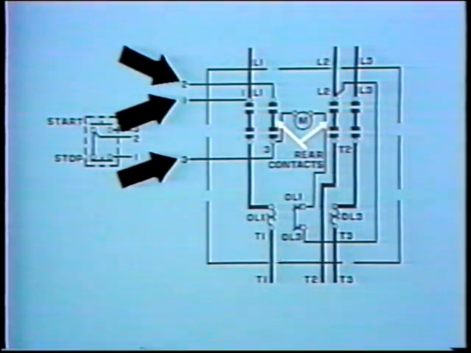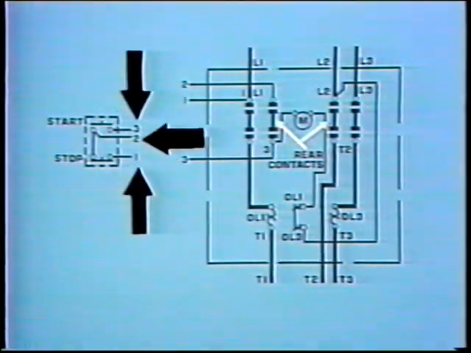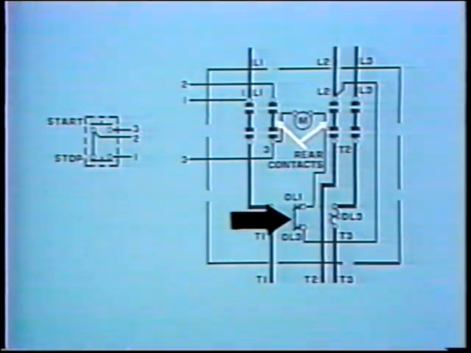The push buttons are connected to the controller at these points. Since the push buttons are not physically located in the controller cabinet, the numbers signify where the electrical connections are made to the controller. They also correspond to the connection points in a separate figure of the start and stop push buttons. In series with the operating coil are the overload contacts. The overload contacts are electrically connected to L2.